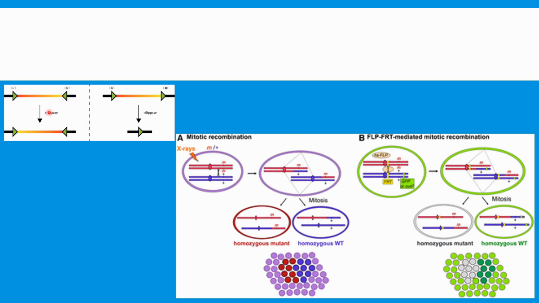I want to point out that FLP can act in other ways as well. If you have two FRT sites flanking a gene, you can add FLP, express it via heat shock, for example, or in a certain tissue, and it causes a recombination that deletes the gene actually. This can be useful to delete genes, and if you've heard the term Cre-Lox, this is very similar to the Cre-Lox technique.